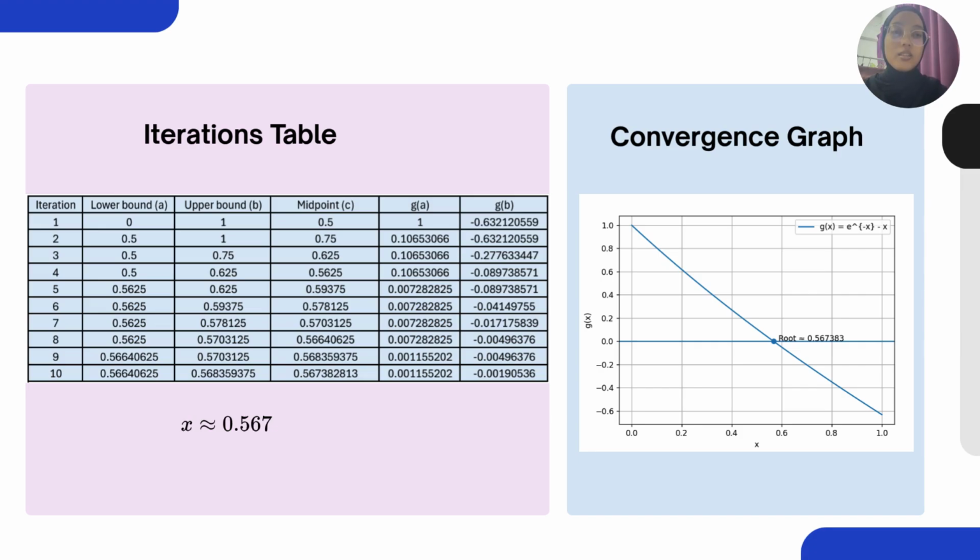Next, the convergence graph visually shows this behavior. The curve represents the function g(x), and the point where it intersects the x-axis corresponds to the root. This confirms that the bisection method successfully converged to a solution and provides a reliable numerical approximation for nonlinear equations.